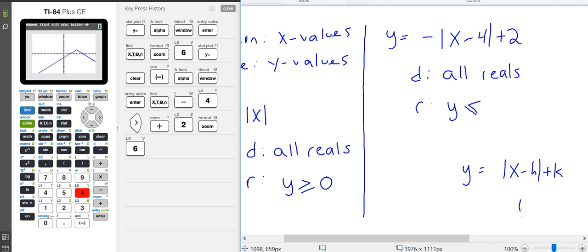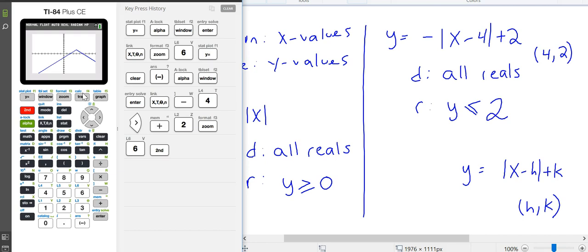If you remember that h comma k is always the vertex, then in this case the vertex would be 4 comma 2, and the maximum y value would be positive 2, so y is less than or equal to positive 2. If you did not remember that, you could go second calc, or trace, you're in the calc menu, and scroll down to maximum and find the maximum. And you would get the same thing, 4 comma 2.